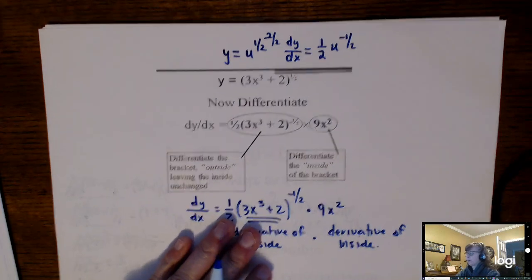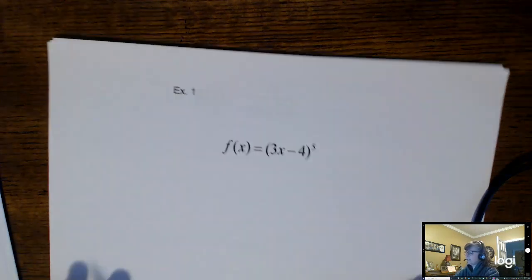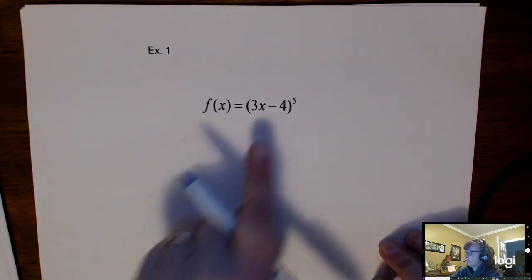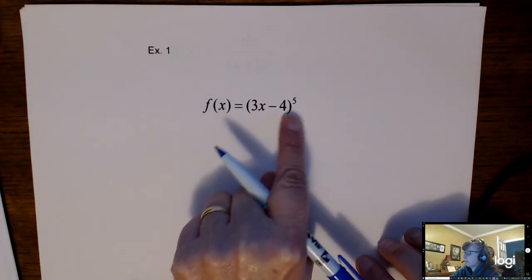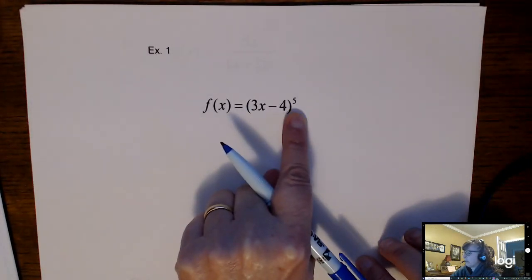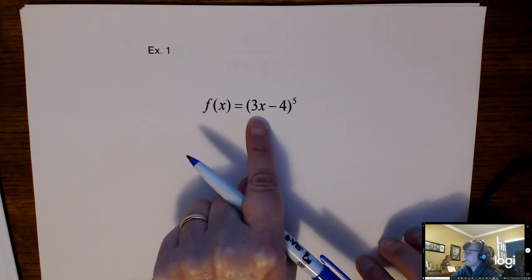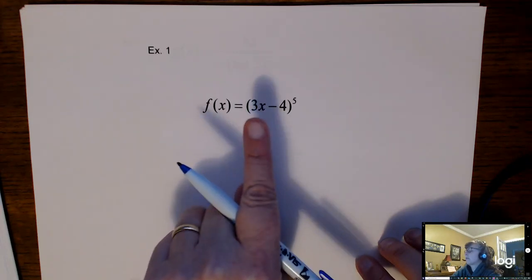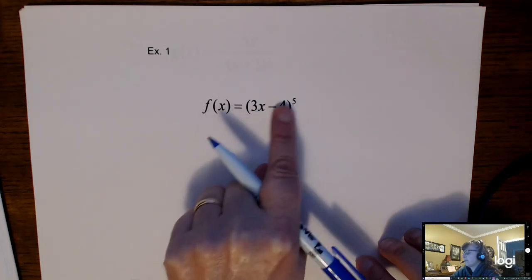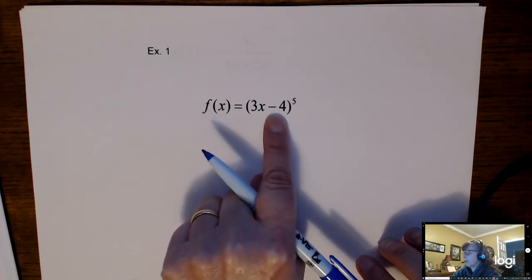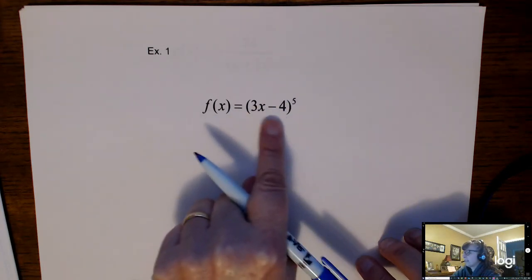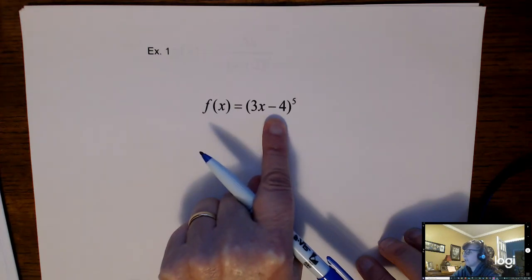Okay, so let's practice. If we had this one, we have a binomial, 2 terms to the 5th power. So we don't want to multiply. This means 3x minus 4 times 3x minus 4 times 3x minus 4 times 3x minus 4 times 3x minus 4. You can't distribute the 5 in over addition or subtraction. So if you want to take this derivative, you're going to need to use the chain rule.